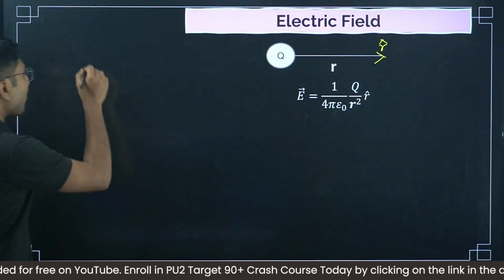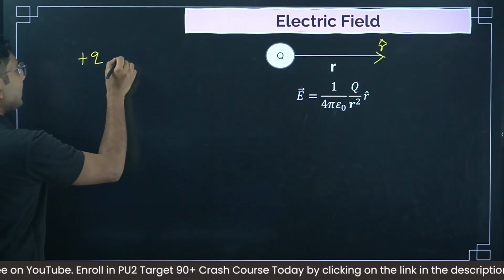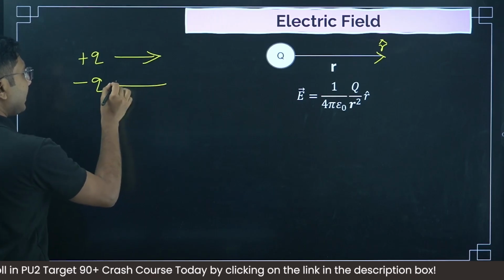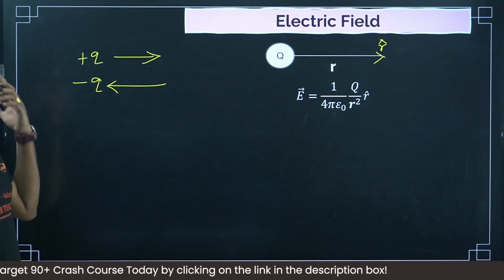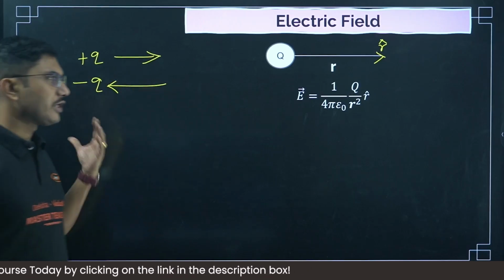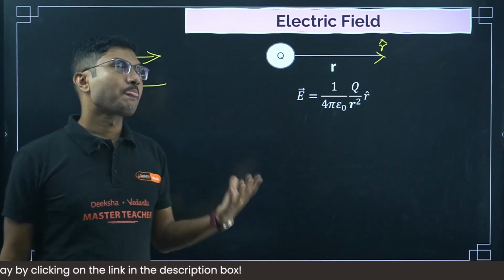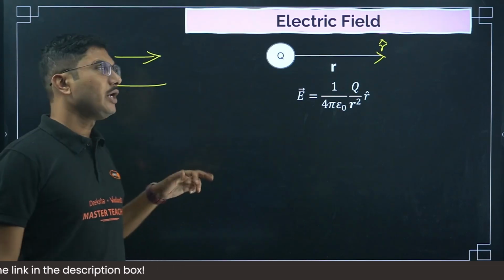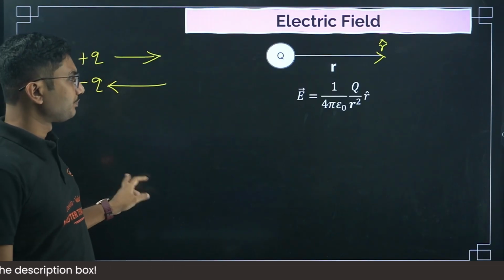So for positive charge, electric field is away. For a negative charge, electric field is towards. So these are the fundamental things that you have to remember about electric field. So electric field is a vector quantity. Okay, it is outward for positive charge, it is inward for negative charge.